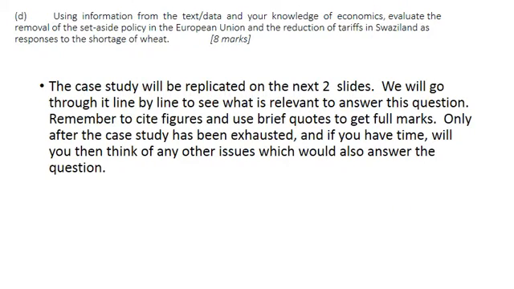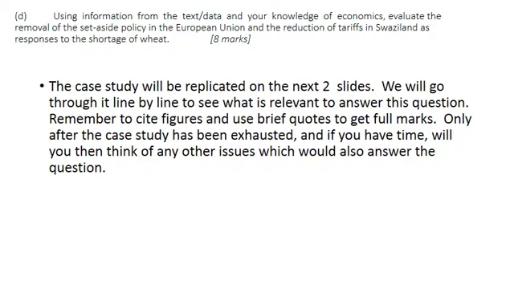D. D says always using information from the text or data and your knowledge of economics. That's how all Part Ds start off, so that's why you have to quote from the text. Evaluate, and there's always evaluation in D, the removal of the set-aside policy in the European Union and the reduction of tariffs in Swaziland as responses to the shortage of wheat.